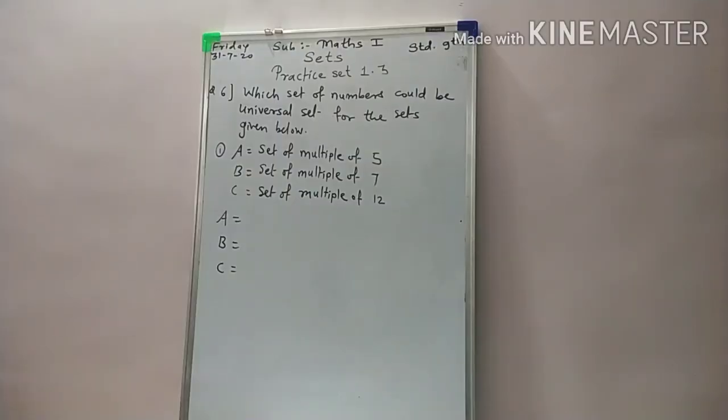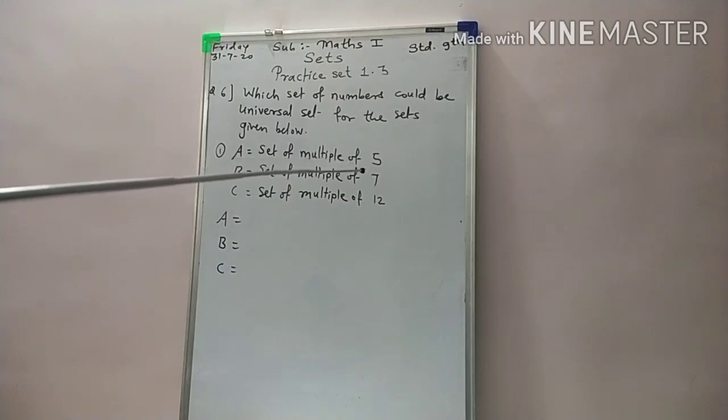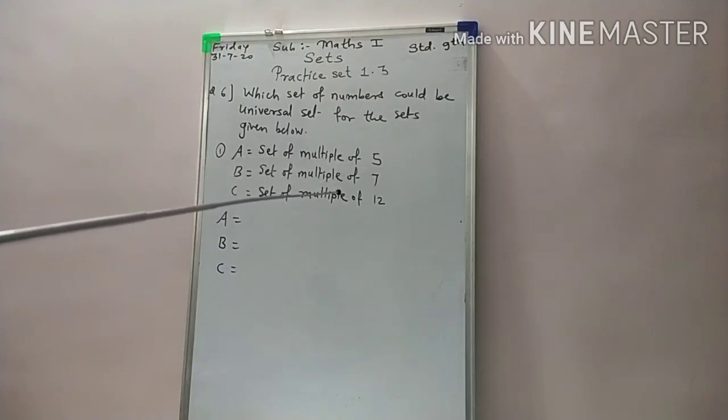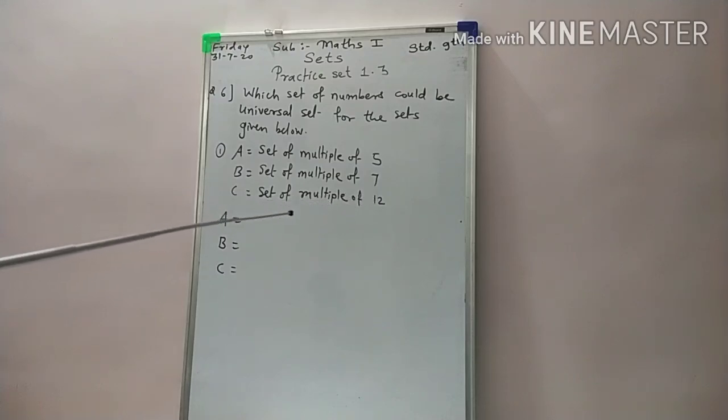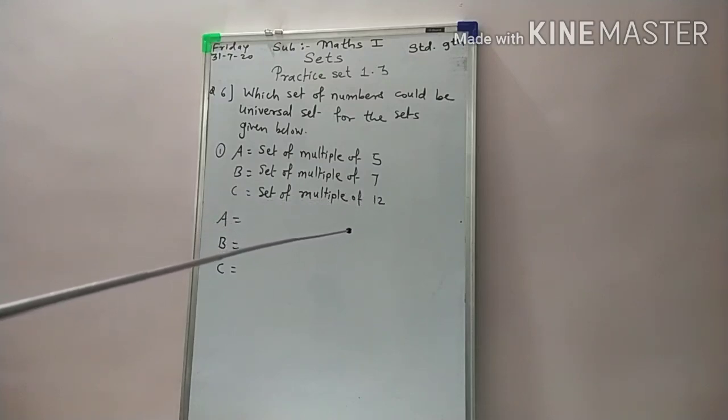Okay, now the 6th question: which set of numbers could be the universal set for the sets given below? We are given 3 sets A, B and C in rule method: set A has elements that are multiples of 5, B is the set of multiples of 7, and C is the set of multiples of 12. So first we write down the 3 sets in listing method. In set A we write the numbers that are multiples of 5, in set B the multiples of 7, and for C the multiples of 12.